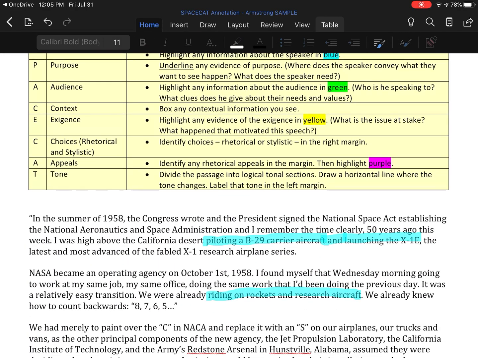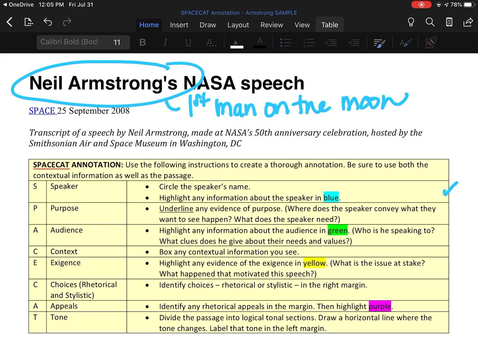Now, obviously, had we read the whole thing, we would find it later on. We'd look for statements about what is he there for? What is he trying to do? But the thing about purpose is it's not always going to be explicitly in there. So I might write notes in a margin next to where I'm kind of getting a sense of what they want to do.